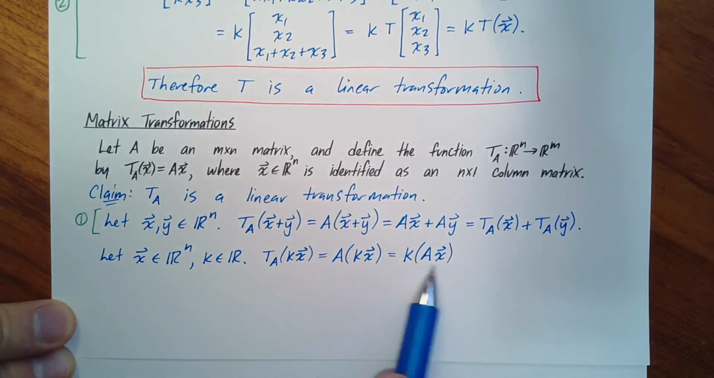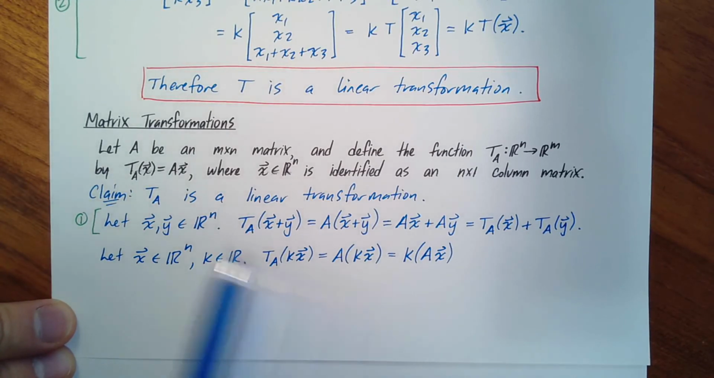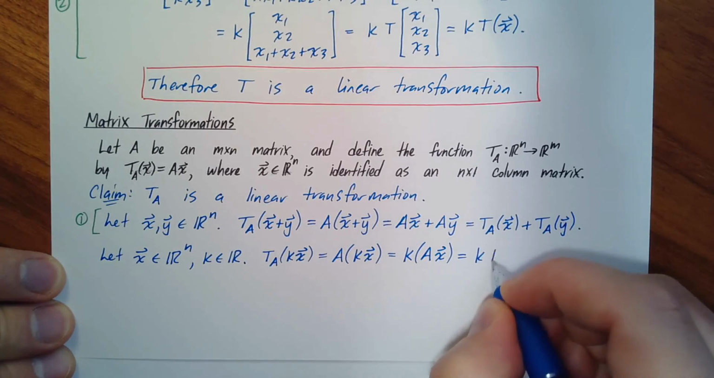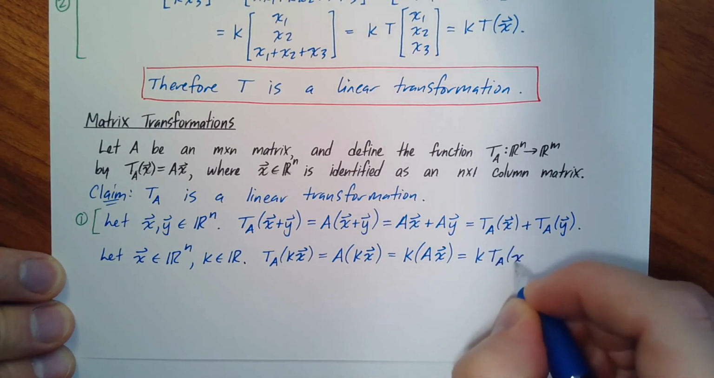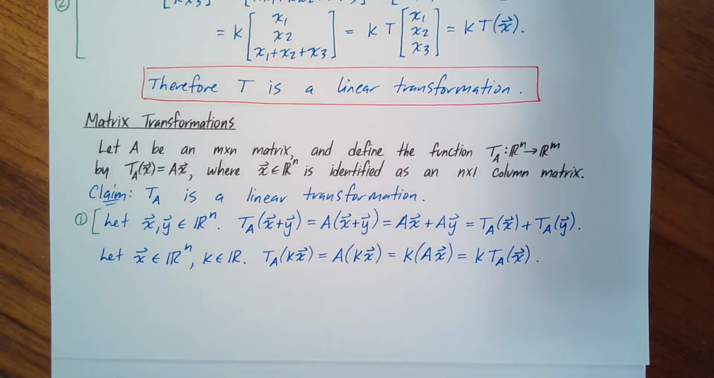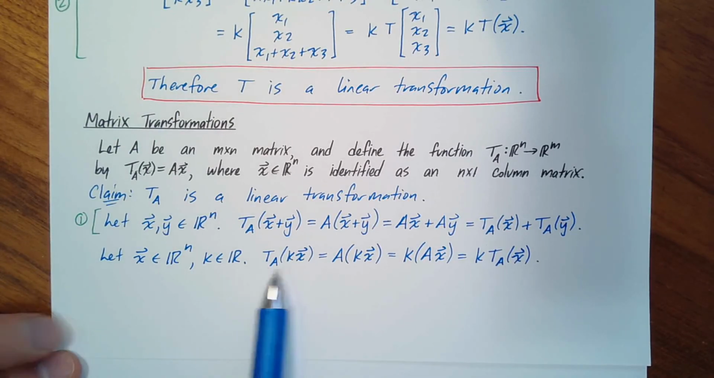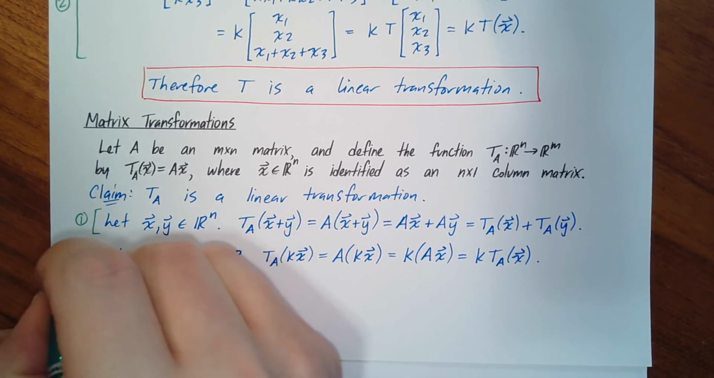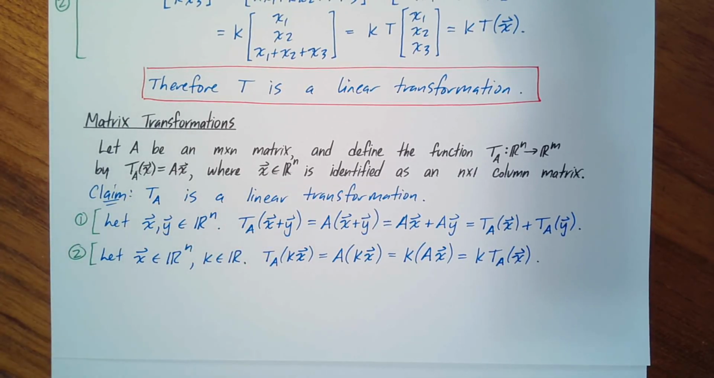And then now we're done on the next step, because Ax, that's exactly TA of x. So this is equal to k times TA of x. And that's what we wanted to show. That verifies the second condition. TA of kx is equal to k times TA of x. So that completes the proof of the second condition.